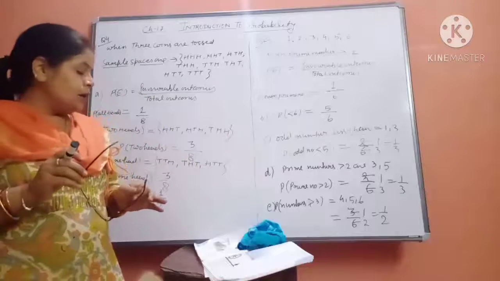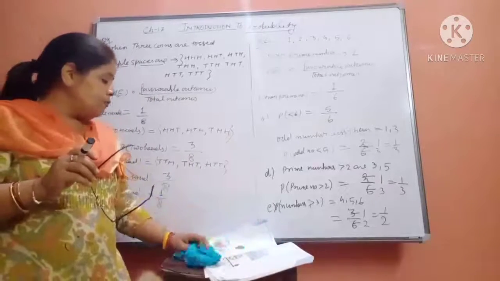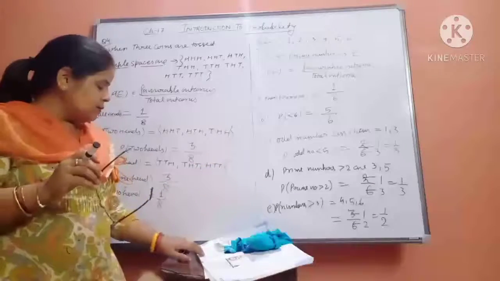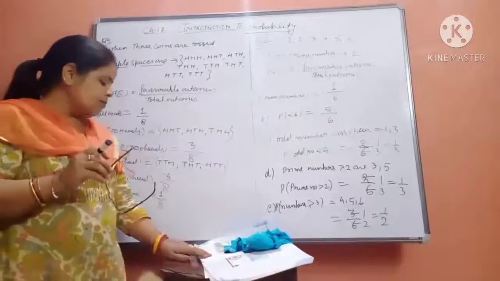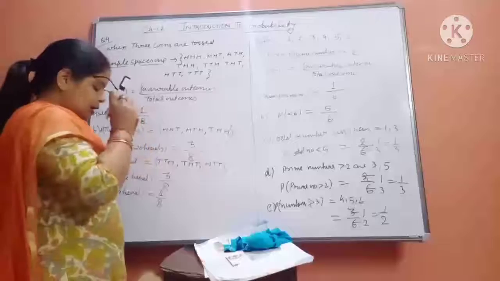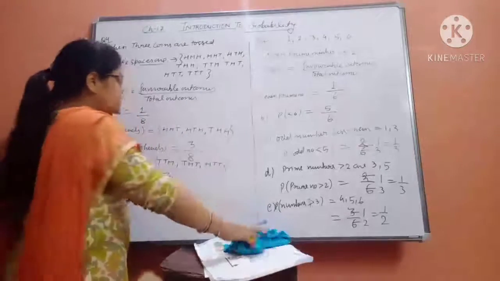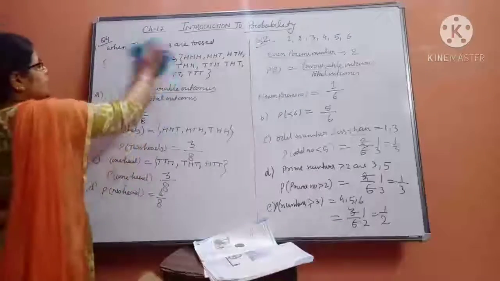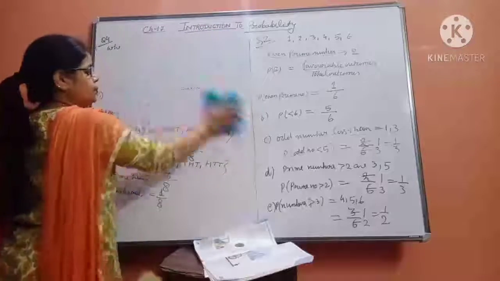Okay, now we are coming to question number 5. See, what is question number 5? 10 flash cards numbered 1 to 10 are written on them. They are placed in a box. Okay, see, now question number 5.